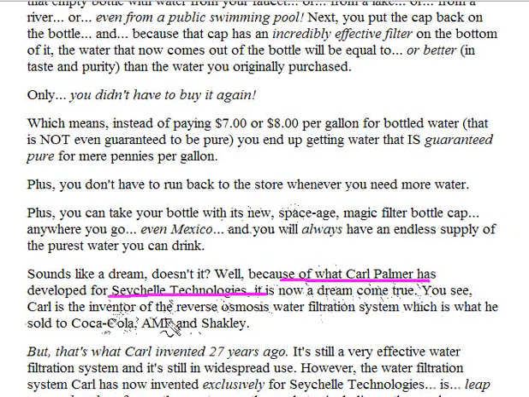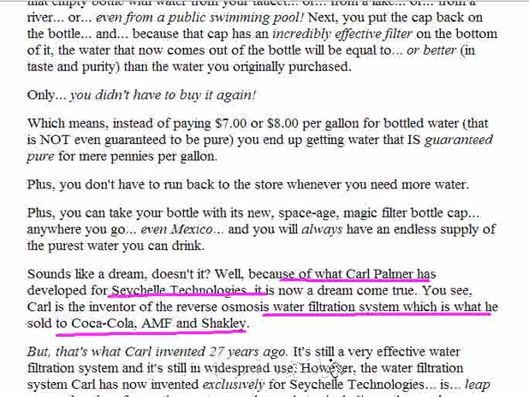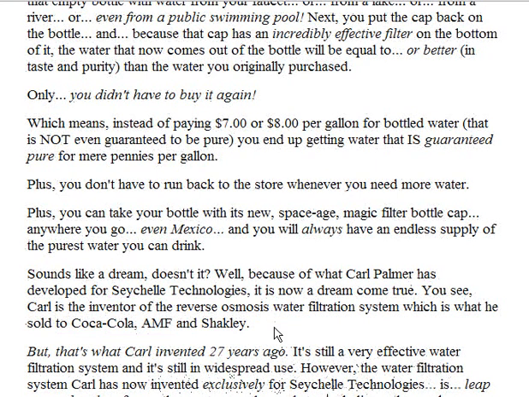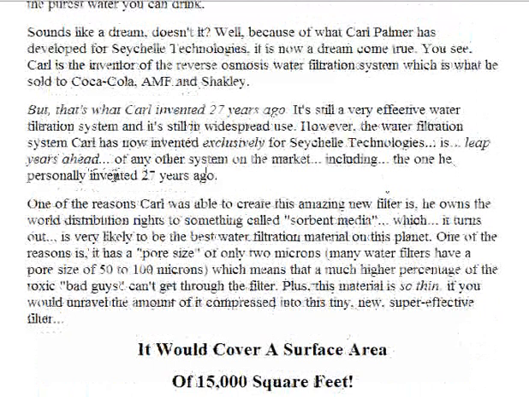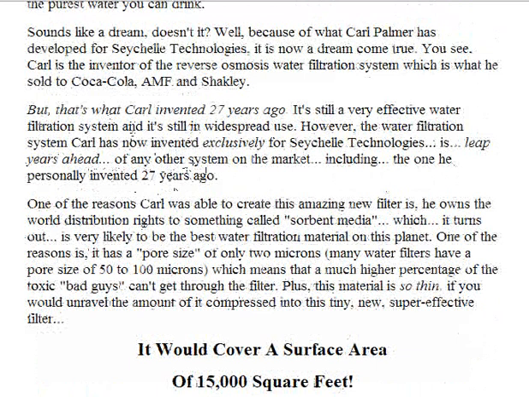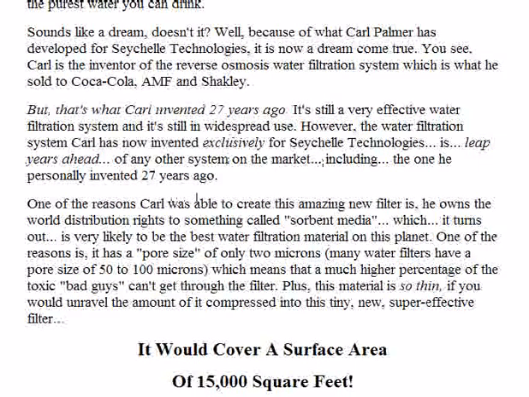You see, Carl is an inventor of the reverse osmosis water filtration system, which is what he sold to Coca-Cola. So he has experience, credibility, but that's what Carl invented 27 years ago. It's still a very effective water filtration system, and it's still in widespread use. However, the water filtration system Carl has now invented exclusively for Seychelles Technologies is leap years ahead of any other system on the market, including the one he personally invented 27 years ago. So he has experience in this field. It's something that he's done before, but now he's even better.